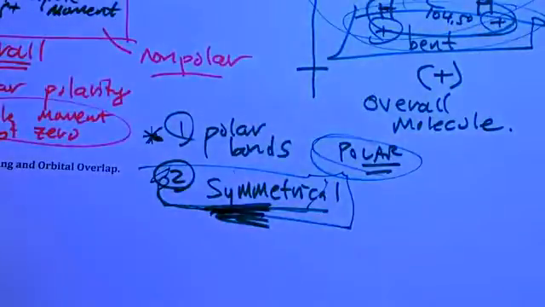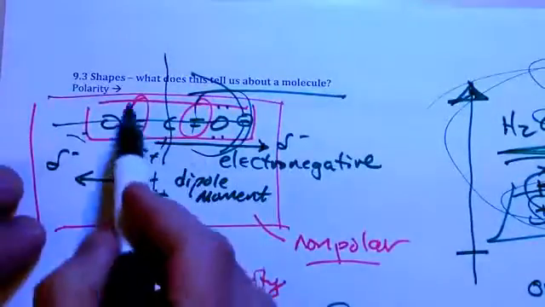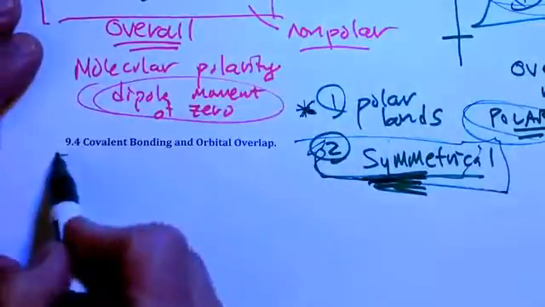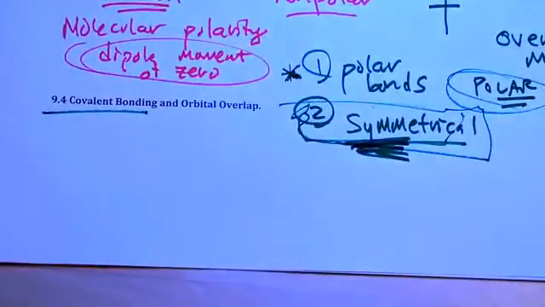So those are some examples of polar bonds and polar molecules, and you too should become good at determining from the shape whether a molecule is polar and has a dipole moment or not. Going on, section 9.4, covalent bonding and orbital overlap.